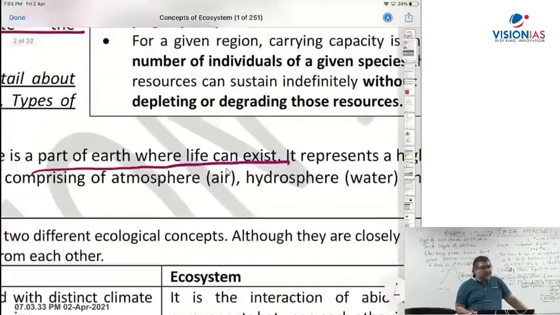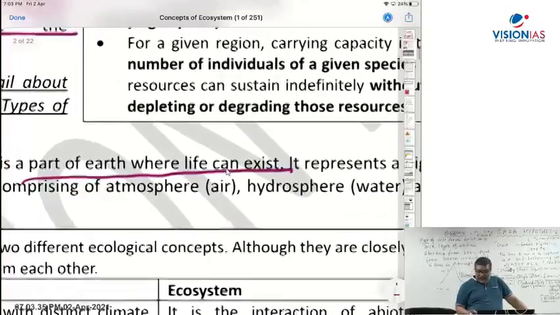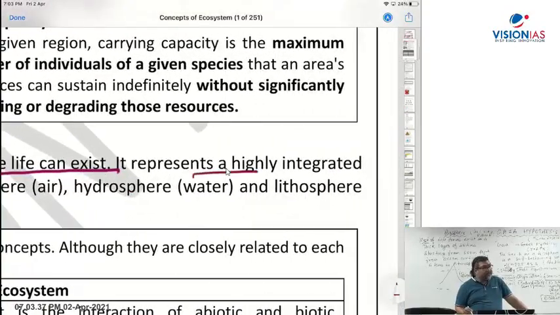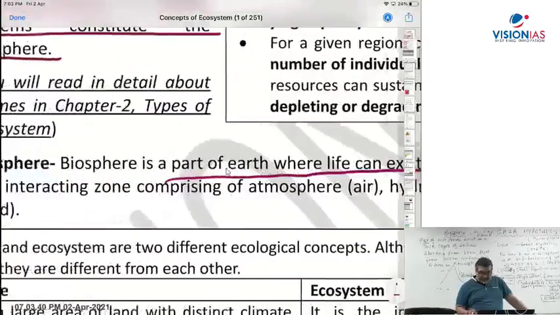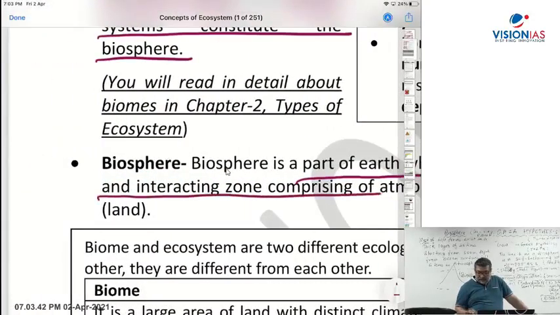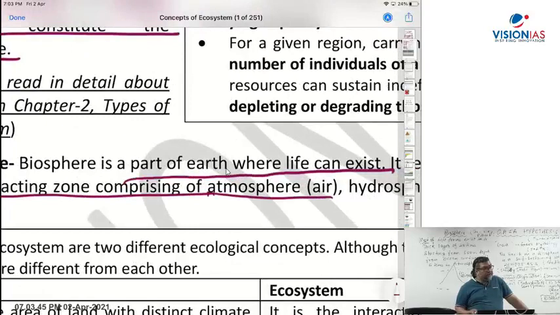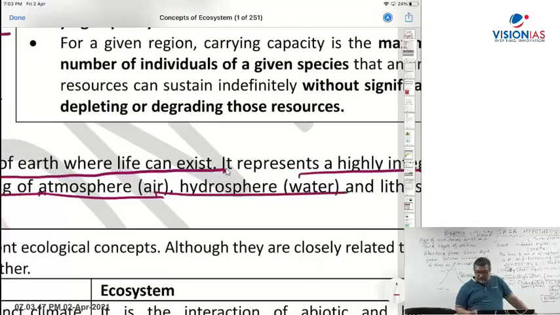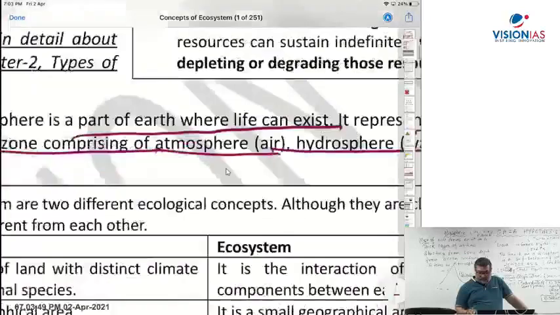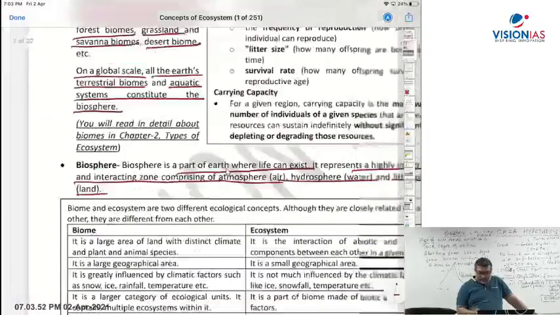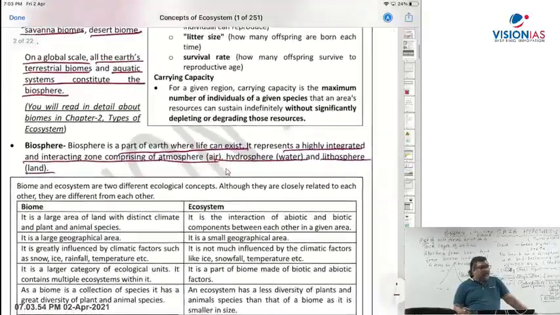Biosphere is the part of the Earth where life can exist. It represents a highly integrated, interacting zone comprising the atmosphere, air, then lithosphere and hydrosphere, land mass and water, that form the biosphere. It is the part of the Earth where life can exist, a highly interactive zone comprising the atmosphere, lithosphere and hydrosphere.